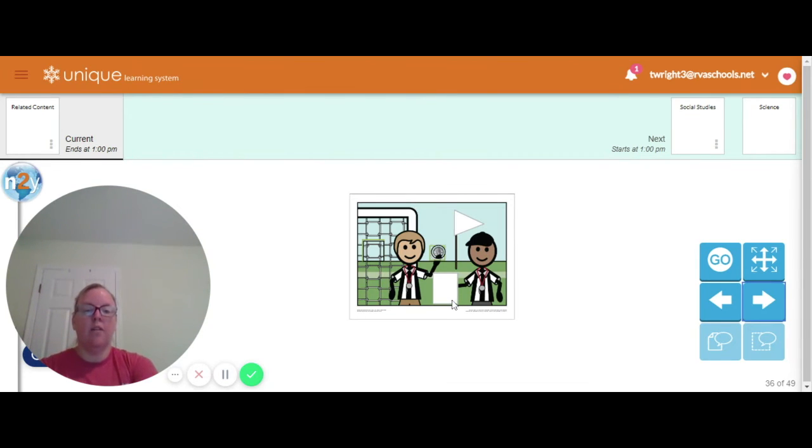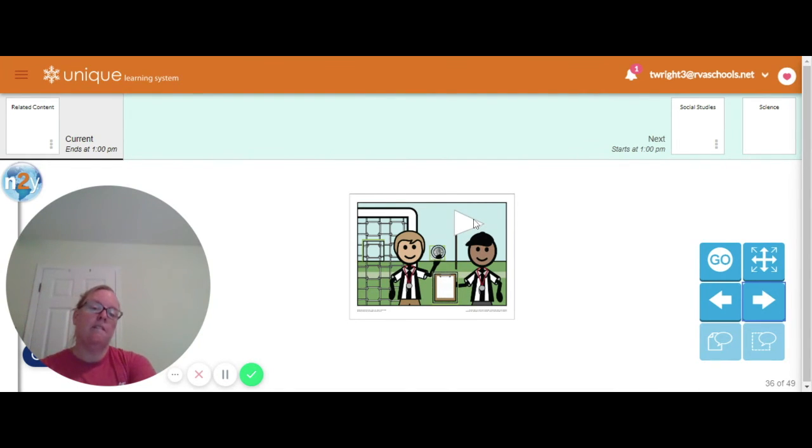All right, let's find the rectangle. Is this a rectangle or is this a rectangle? Point to the rectangle. You pointed here, you are correct. It's the clipboard for the other referee to hold on to.